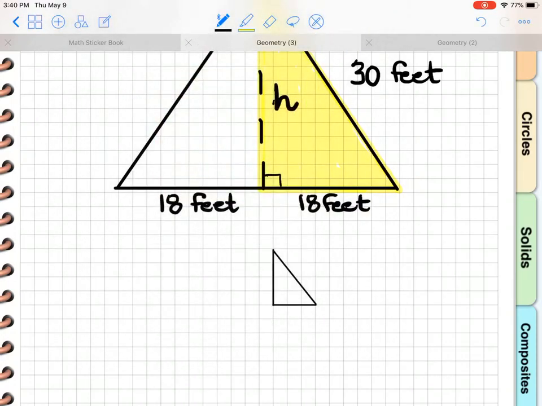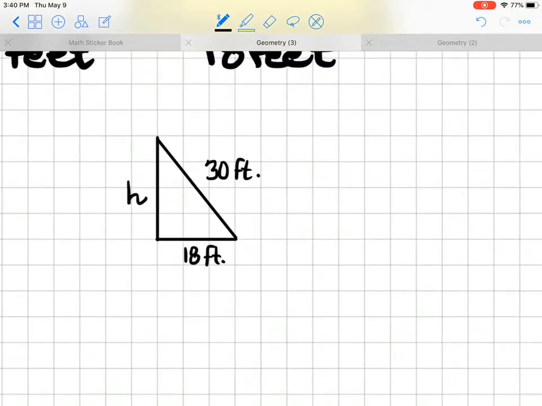Again, this is not to scale. So we know that this is 18 feet. We know that this is 30 feet. And this is H. This is the unknown that we're trying to find. So let me take that out. That's going to throw us a little bit. Formula looks like this.